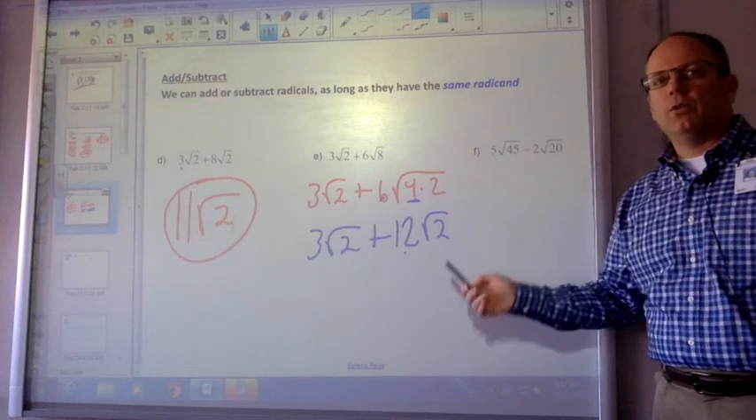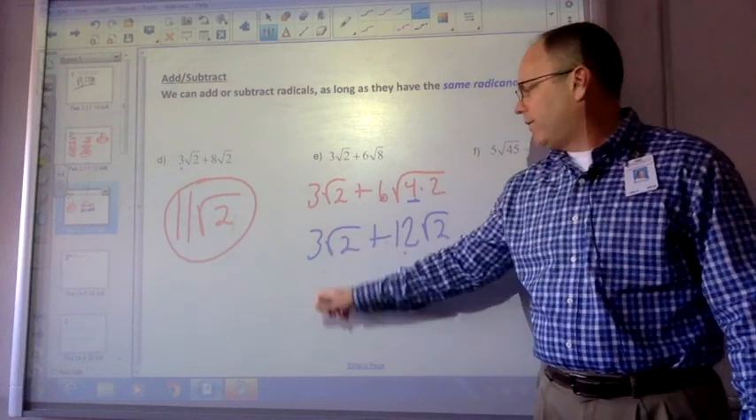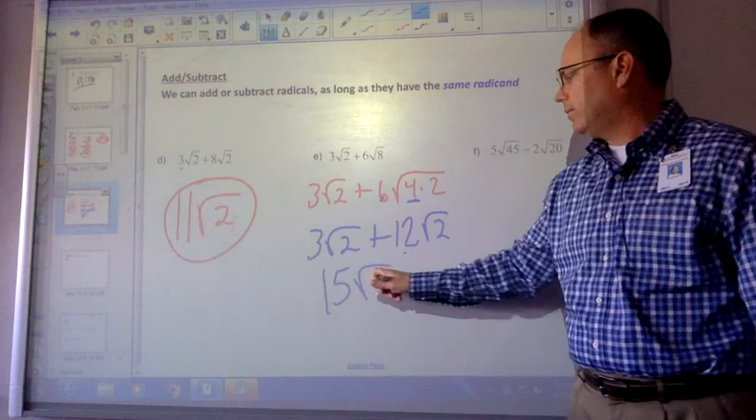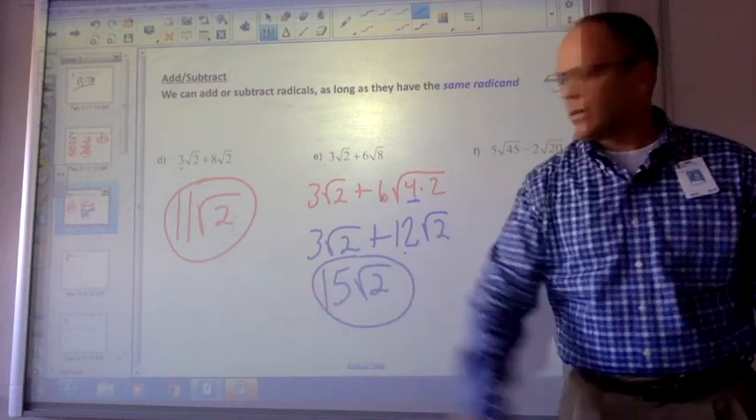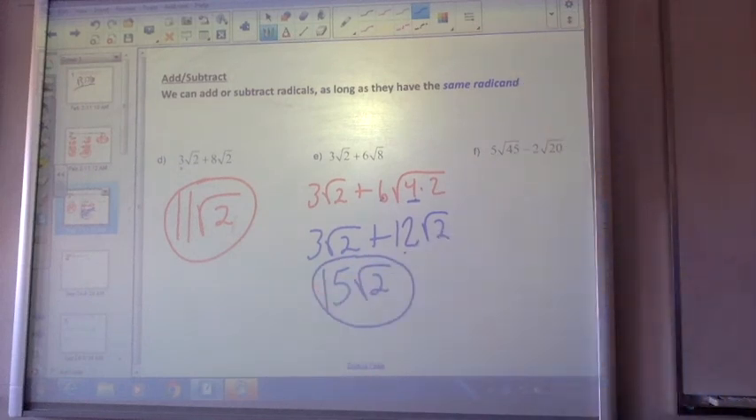Now everything's the same here, so now I can add. How many root 2's do I have? I happen to have 15 of them. Okay.